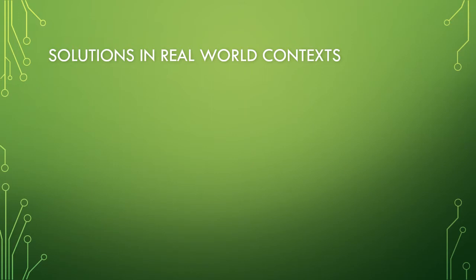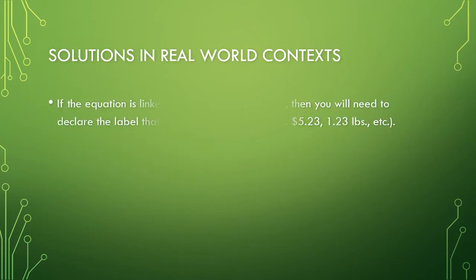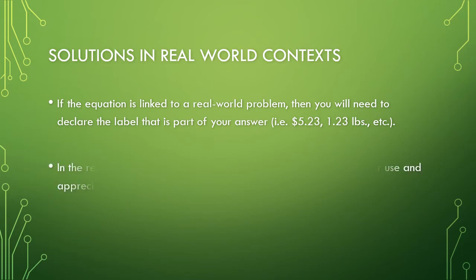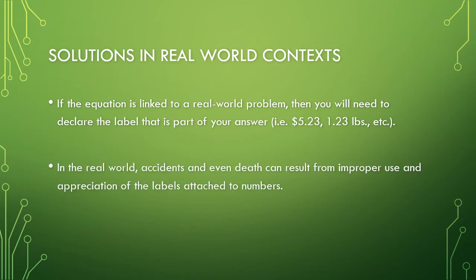Sometimes we're solving equations that have real-world contexts. If we are working with a real-world problem, we want to get into the habit of labeling whatever our answer is. It might use dollars, it might use pounds, it might use centimeters. Whatever it is, we want to start paying attention to that. Because if we are out of that habit, it's possible that we can use math in a way that could cause an accident or even a death. Get into the habit now and you won't have to worry about it later.